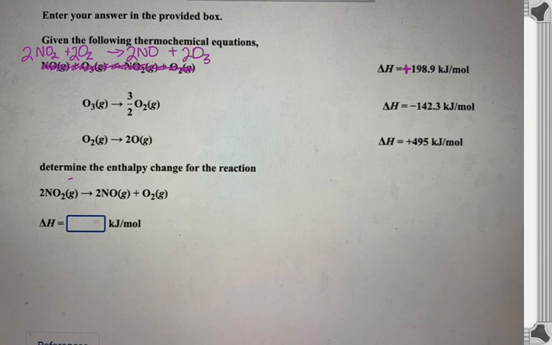If you tripled it, you'd have to triple everything all the way across. If you cut it in half, you would have to halve everything all the way across. Okay, so 198.9 also has to be doubled. And so it's still going to stay positive because changing the coefficients doesn't change the sign. It just changes the quantitative value. So that's a positive 397.8 kilojoules per mole.